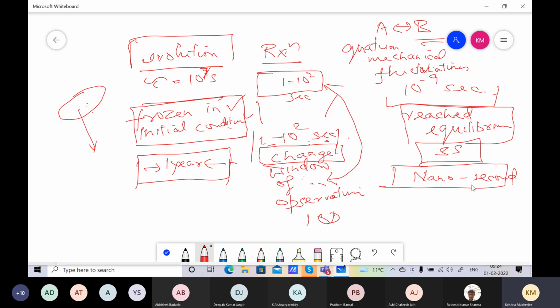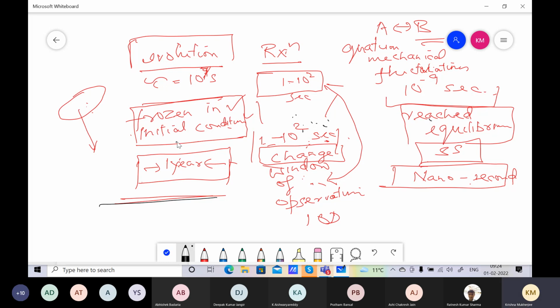So if this is the observation window, this and this are frozen in the initial conditions. If this is a years-long observation window, both the cell biomass, however much it has to grow, has grown and gone to a steady state. It is in a steady state. And this has also reached a steady state or equilibrium, depending on the situation, whether it's an open system or a closed system. Whether it's an open system or closed system, it has also reached steady state.